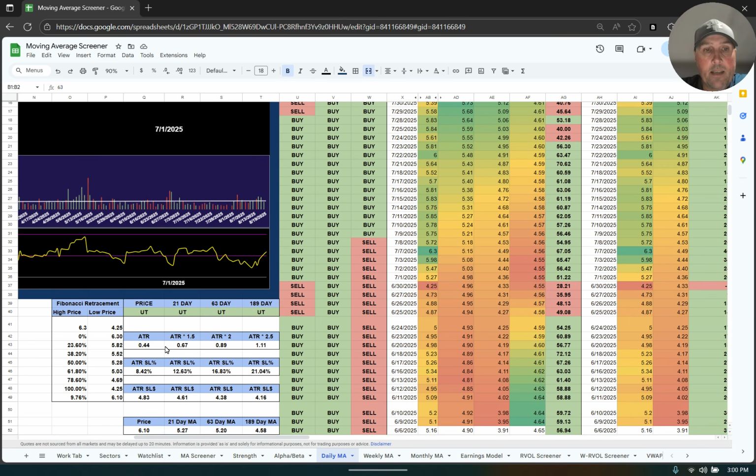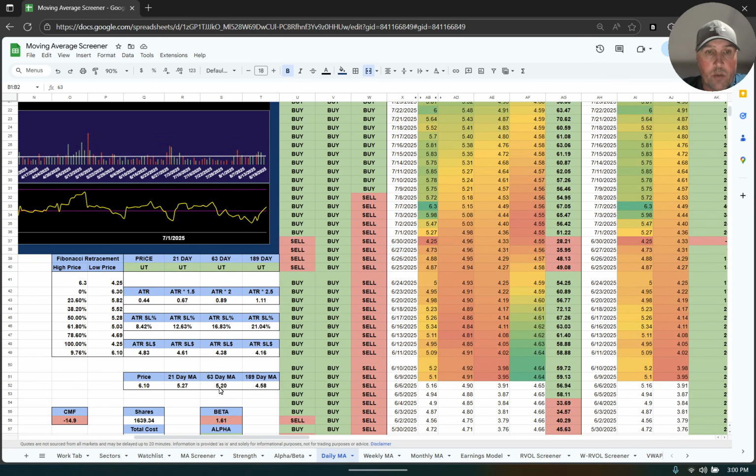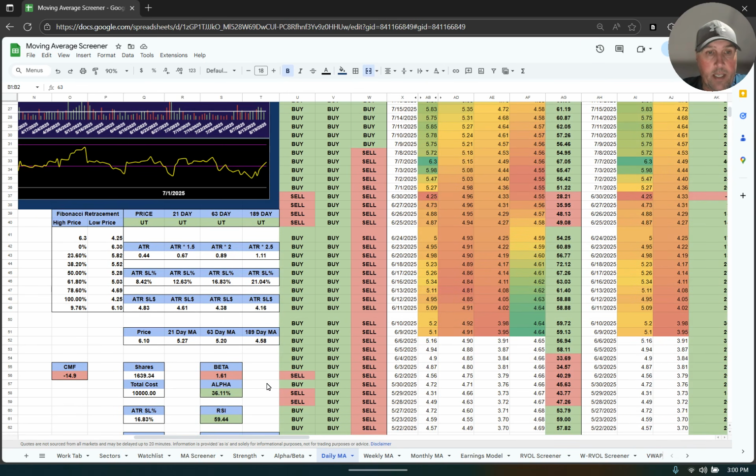This is our ATR. This is ATR times 1.5, times 2, and times 2.5. This is our stop loss percentage for ATR. And then this is what our stop loss should be. This is the price, and the 21, 63, and 189-day moving averages.